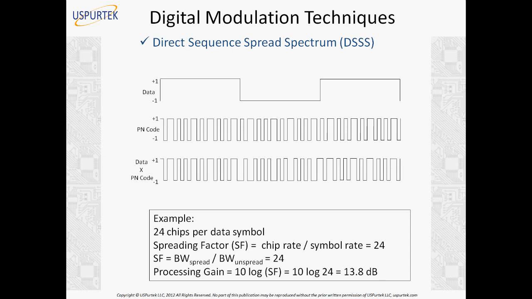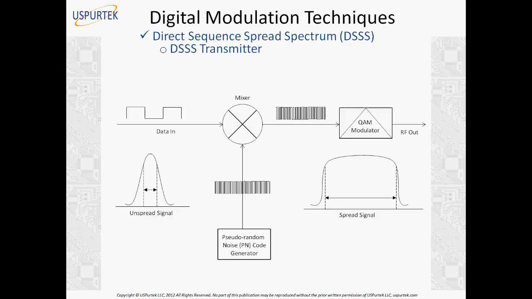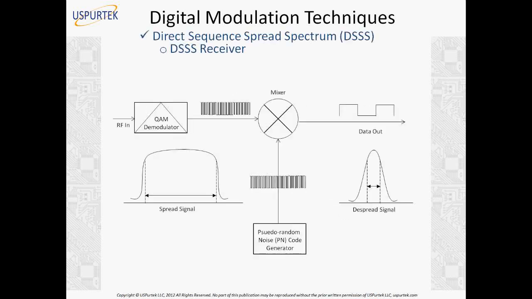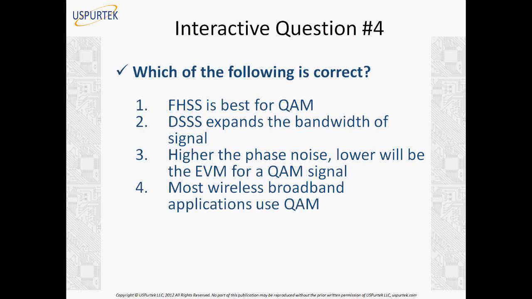Well, okay, let's pause for a while. Which of the following is correct? FHSS is best for QAM. DSSS expands the bandwidth of signal. Higher the phase noise, lower will be the error vector magnitude for a QAM signal. Most wireless broadband applications use QAM.